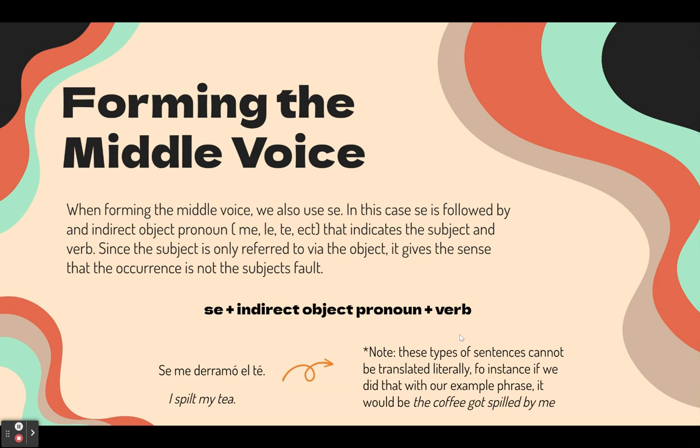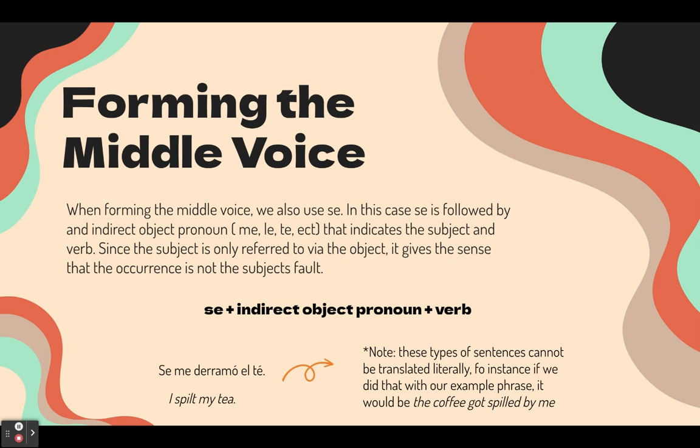And also to note, don't try to translate some of these completely literally, because, for instance, if we did that with this example phrase, it would be weird. So let's take a look at that. Se me derramó el té. I spilled my tea is the correct way to translate this. But if you translated this literally, it would be the tea got spilled by me, and it doesn't make sense.